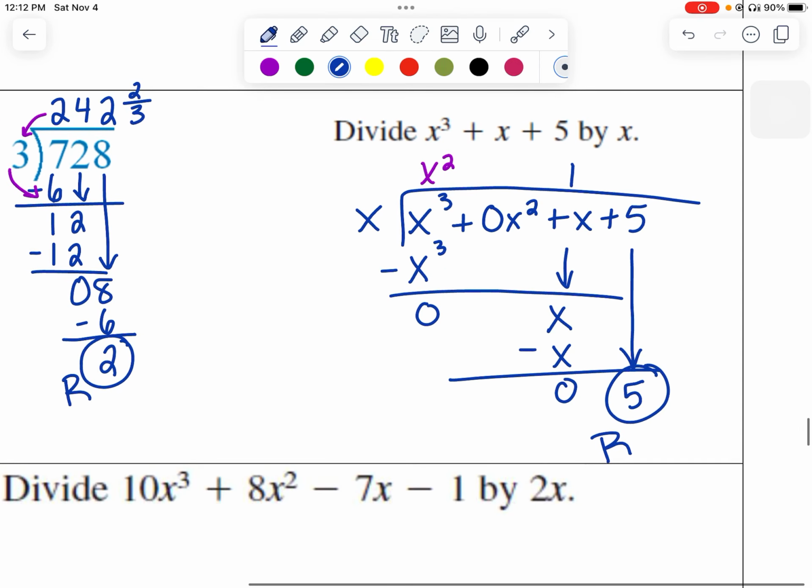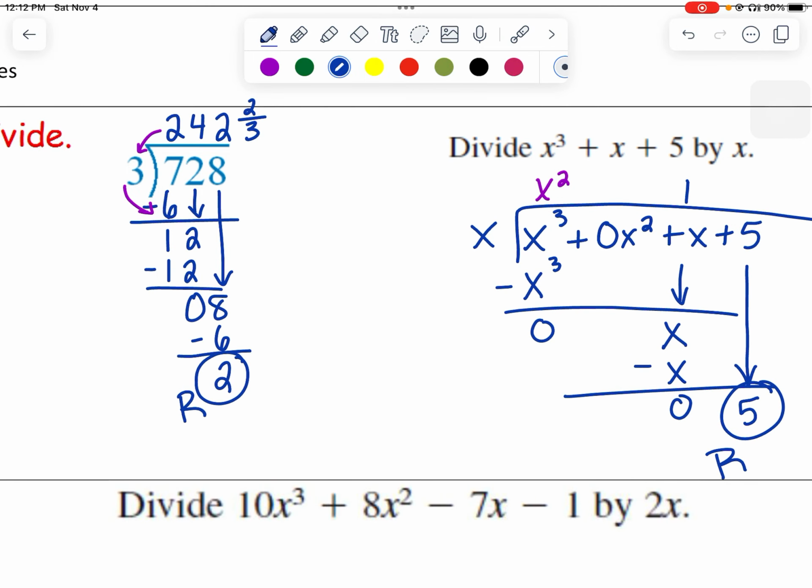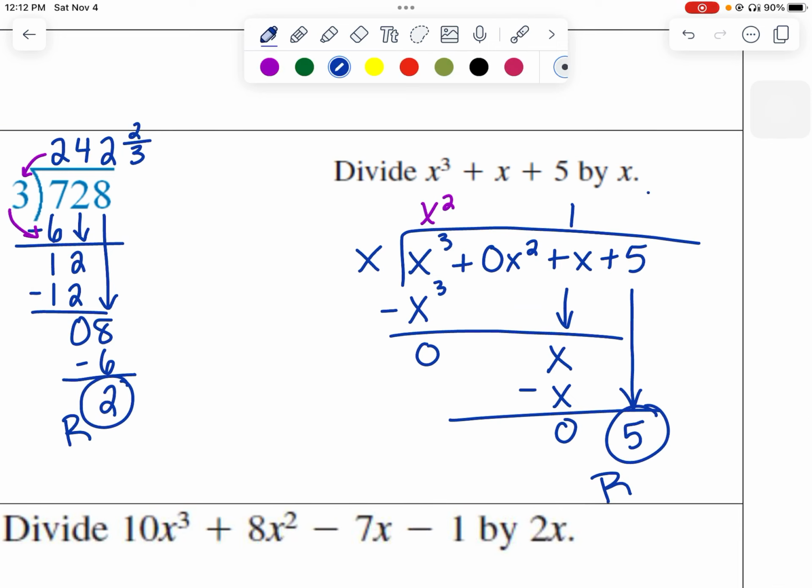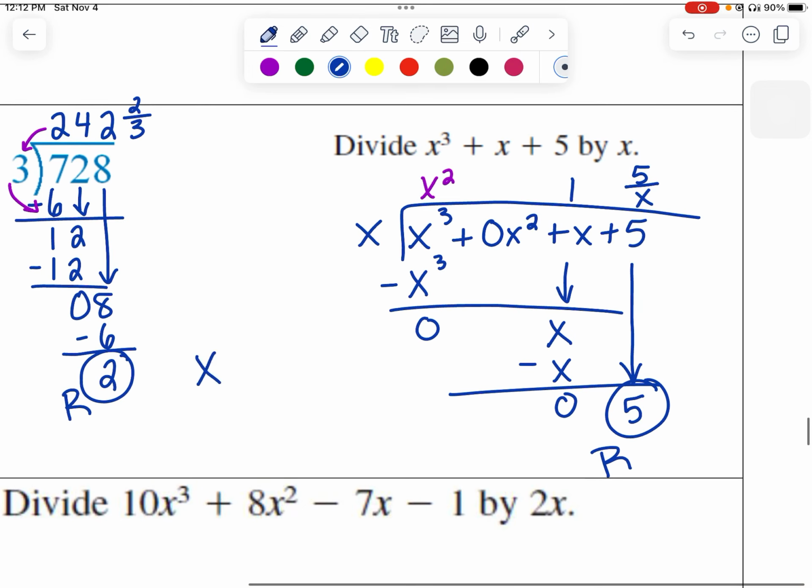And so I would put that similar to how I did this one, where I had a remainder of 2 out of 3. So a remainder of 2 out of 3 became 2/3. This is a remainder of 5 out of x. It's going to become 5 over x. And so my final answer here is going to be x squared plus 1 plus 5 over x.